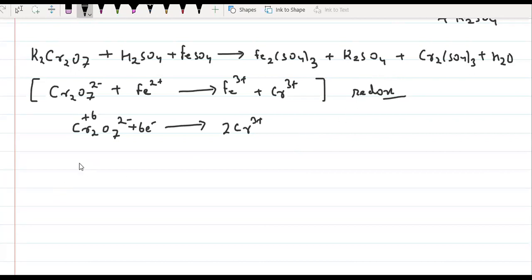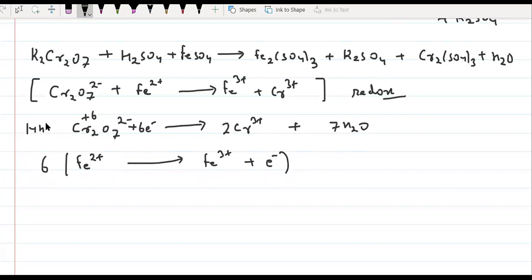In the same way, Fe2 plus will be Fe3 plus plus 1 electron. So obviously this should be multiplied by 6. Okay? And this oxygen, right? So we should have how many oxygen? 7 oxygen, 7 H2O. And this side 14H plus. As simple as that, right? See how easy it is.